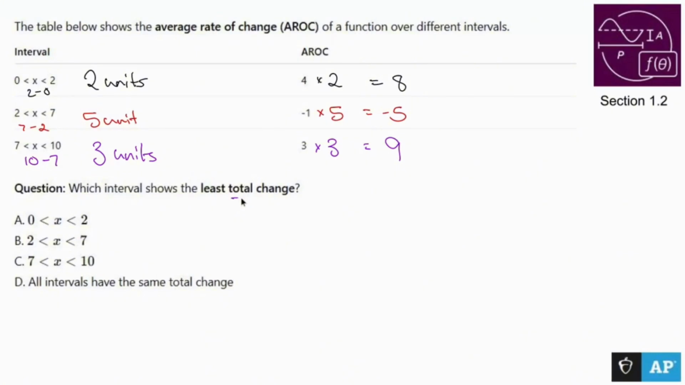We want the one with the least total change, and that, of course, is going to be the negative one, which is everything between 2 and 7.